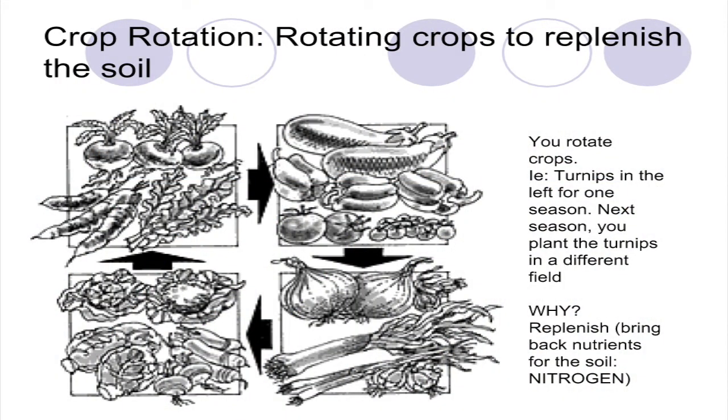This slide refers to crop rotation. Rotation means to turn or to move around. In this case, you can see the arrows going from the right to the bottom, to the left, and up. This is showing you an example of how to properly rotate crops in order to make sure that the soil, the dirt, is properly being changed so that it can keep the nutrients inside the ground.